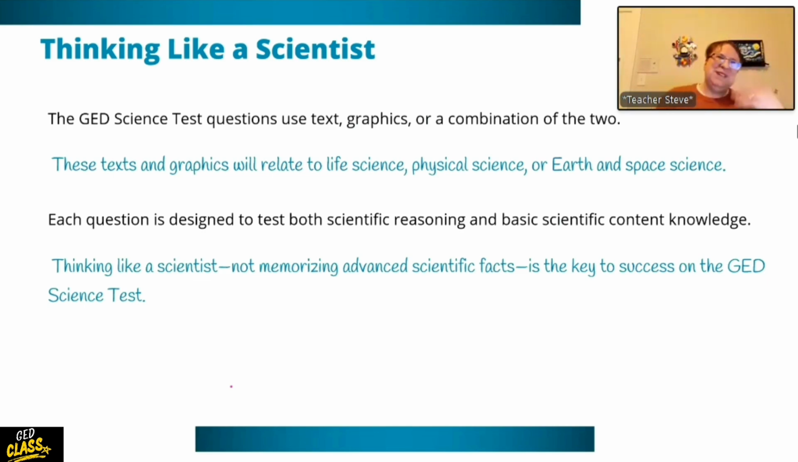One could even probably lump studies of otter populations into science as well. Yeah, life science, particularly there. But we're going to see life science, physical science, Earth and space science here, and each question that we have here is going to test your scientific reasoning. But some really basic scientific content knowledge, we're not talking about anything super in depth here. Just the basics.